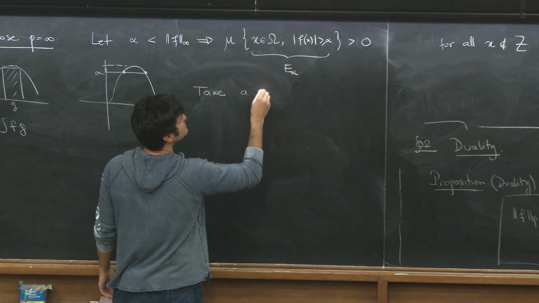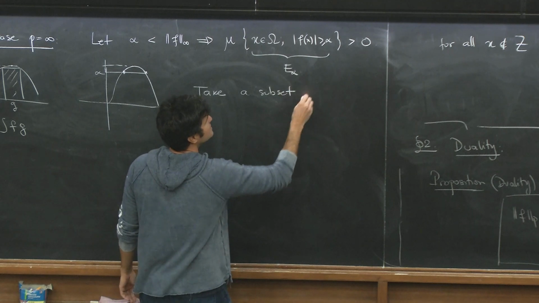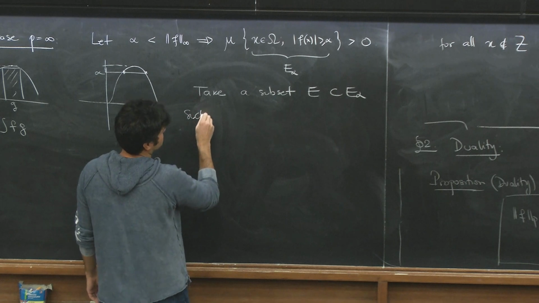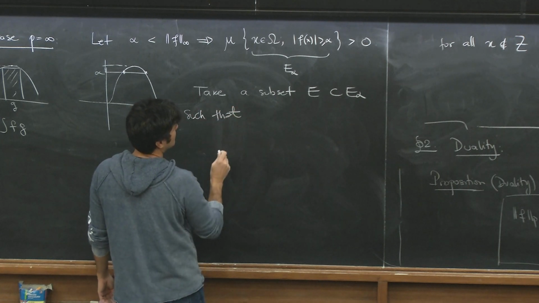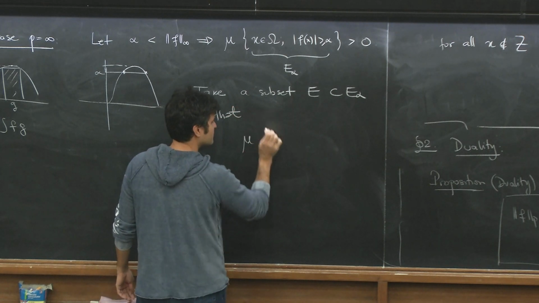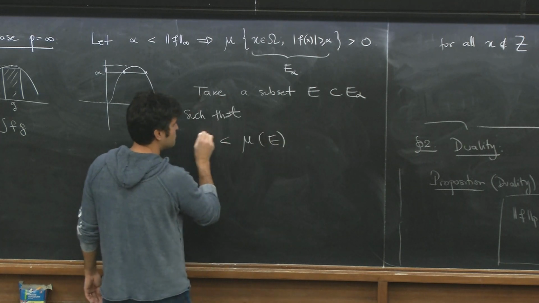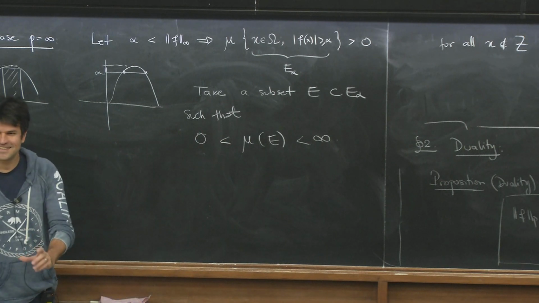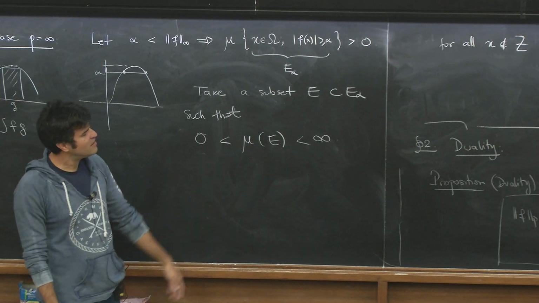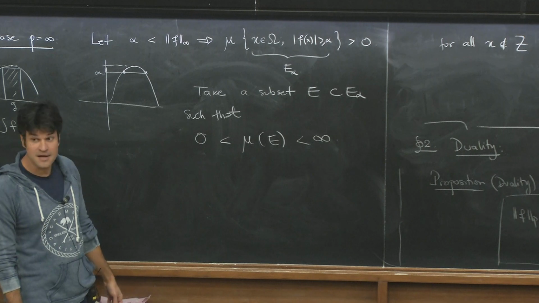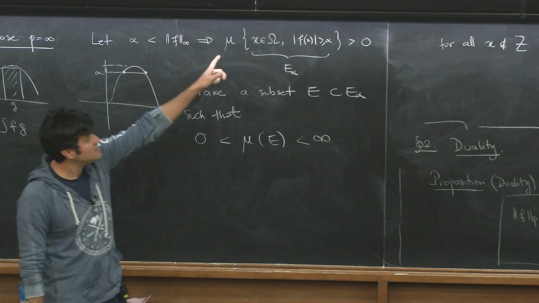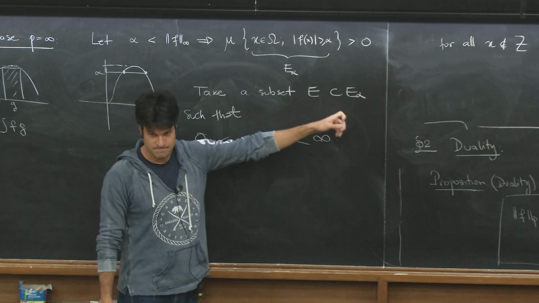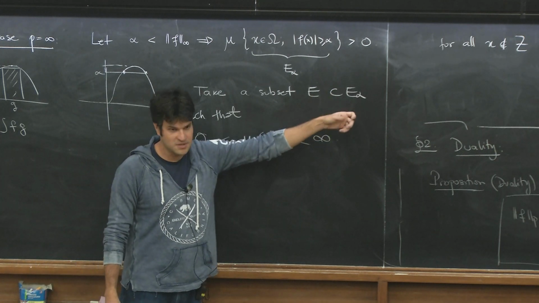just take a subset E contained in E alpha such that the measure of E is strictly positive but finite. You see, this is a little bit of where measure theory might sometimes get technically complicated. You have a set which has positive measure. If the measure is finite, then you're okay. You can choose the set E to be the set itself.